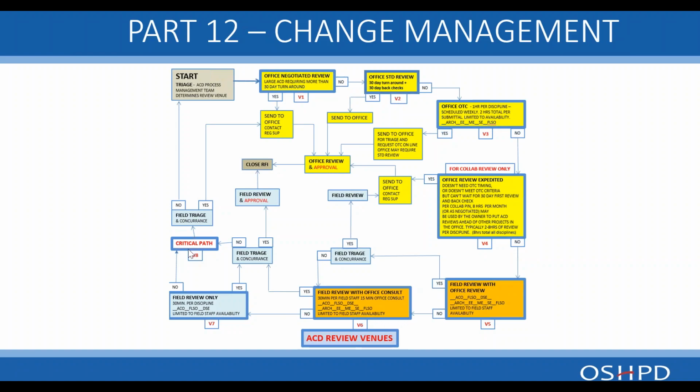The reason is too many times the designers want to take their ACD and shoot it right here. And if everything is critical path, nothing is critical path. So it's more efficient to have a well-versed change management team that knows the venues and has a process and knows approximately where this ACD should end up in this ACD venue chart.